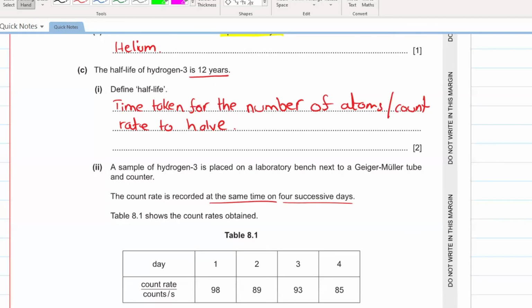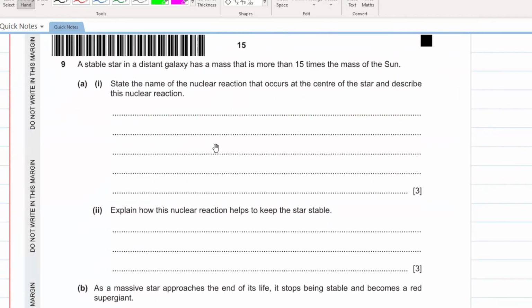A stable star in a distant galaxy has a mass more than 15 times the mass of the sun. What is this star? If your mass is 15 times the mass of the sun, then you will be a red supergiant.